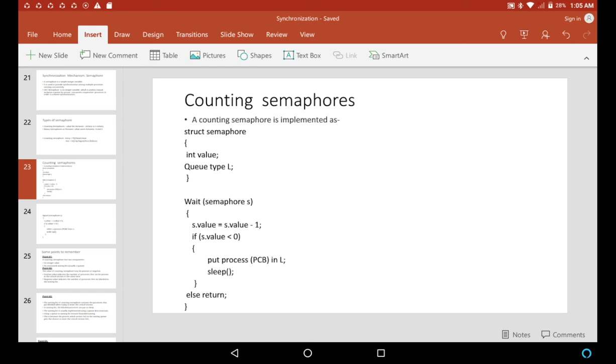Now what is the next line in the wait operation? Which is nothing but if S dot value is less than 0. What is my S value? 2. So here S is equal to 2, which is not less than 0. So it won't execute the if body and it will return. That means it can enter into the critical section.